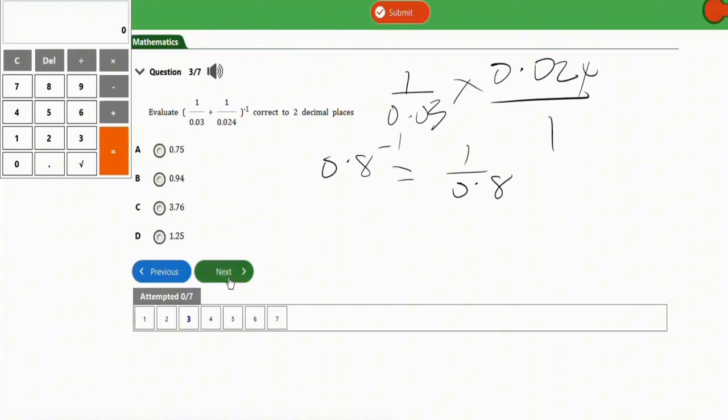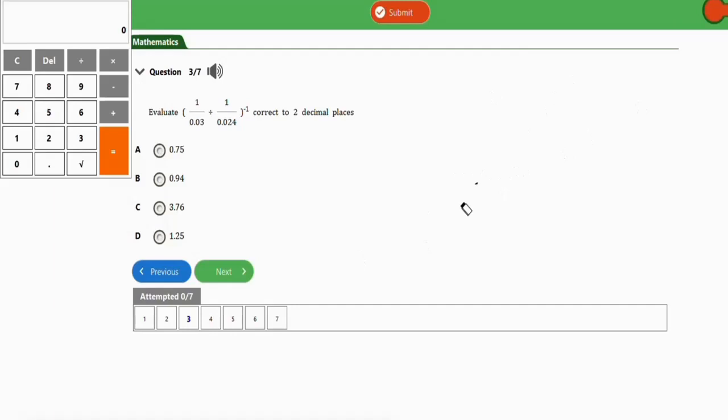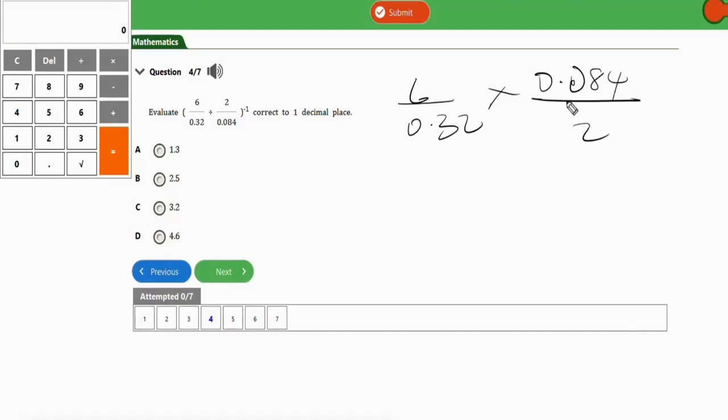Okay, so question number 4. We have evaluate this and correct to 1 decimal place. Okay, it's the same pattern, the same procedure. You just change the division to multiplication, invert what you have at the right. So it's going to give you 6 over 0.32 times 0.084 over 2. So let's simplify. Remember, this is 6.